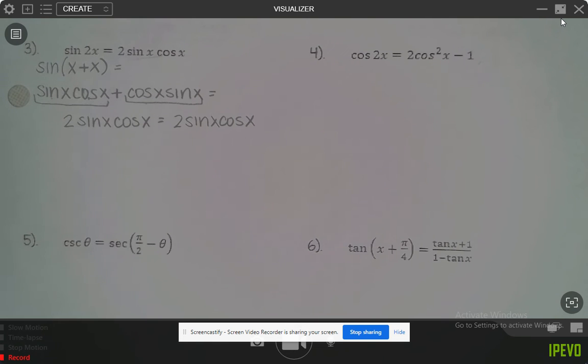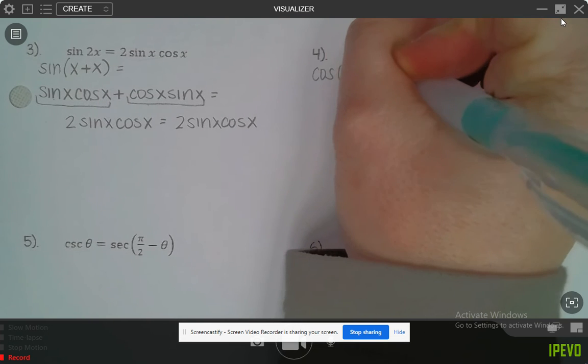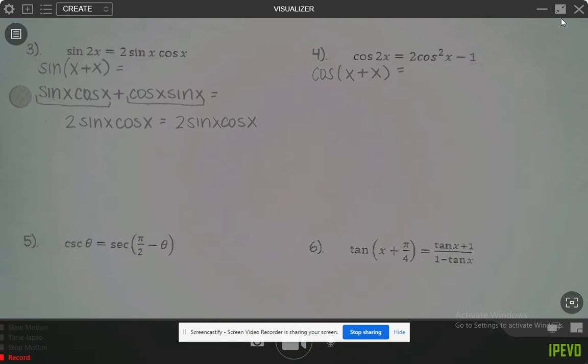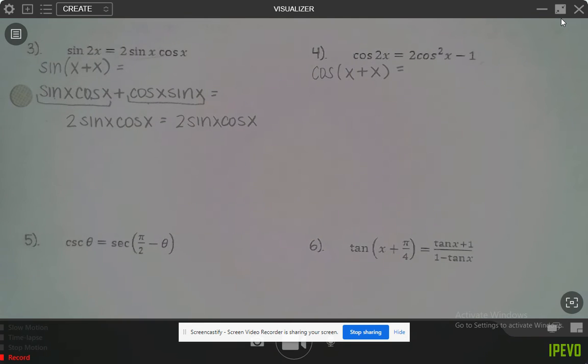Number 4, which side are we going to start down? I would say if there's a double angle, you're going to start down the left. So how am I going to write cosine of 2x? Cosine of x plus x. Okay, it's a good start. After you write that down, where are you going to go? Sum or difference formula. Which one? Sum. So the sum formula for cosine says what?